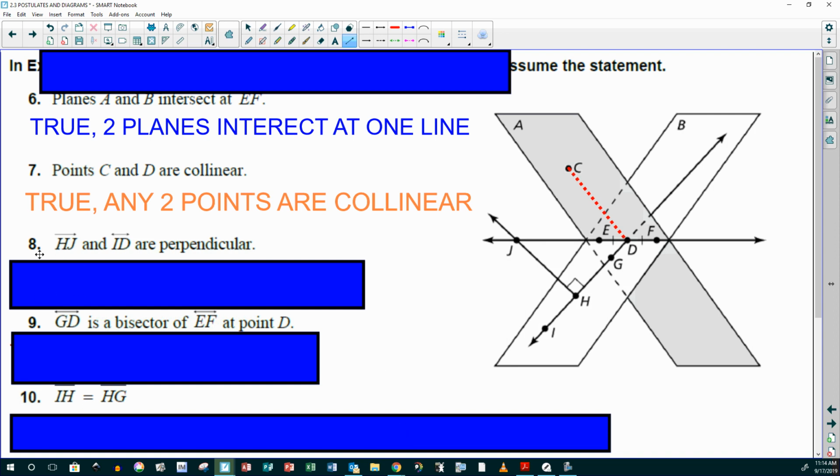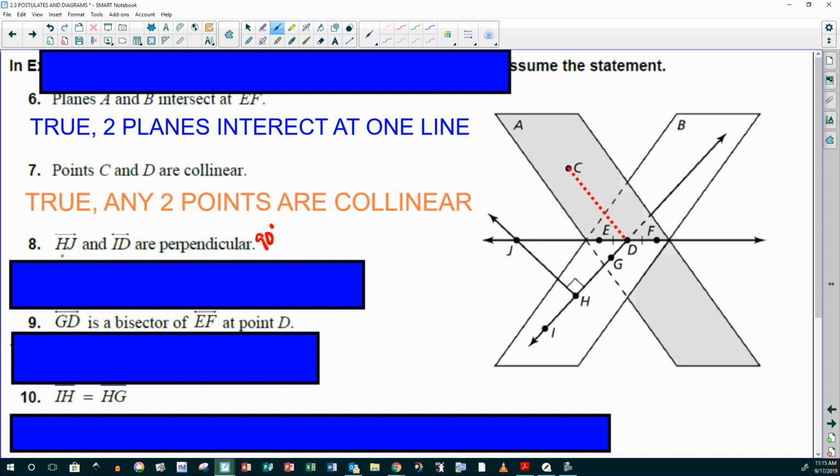The next one is talking about a ray and a line being perpendicular. So when I see the word perpendicular, I'm going to automatically think about 90 degrees, because perpendicular lines make a 90-degree angle. So then I'm going to look in the picture and see if there's a 90-degree angle placed where these two intersect.